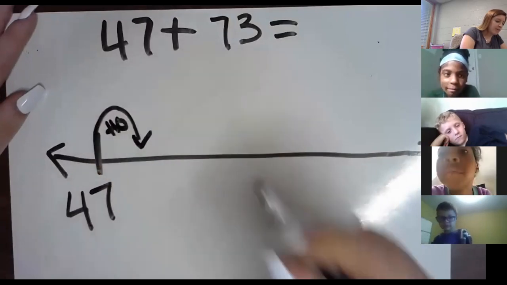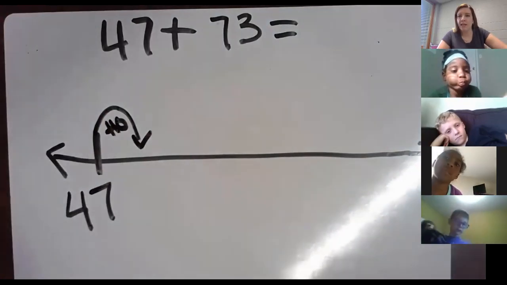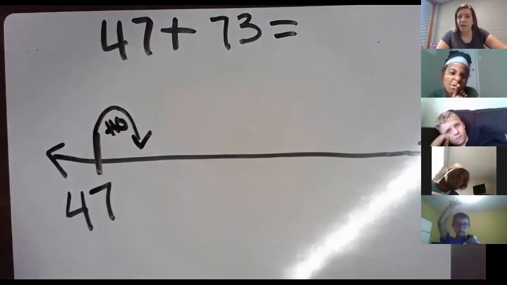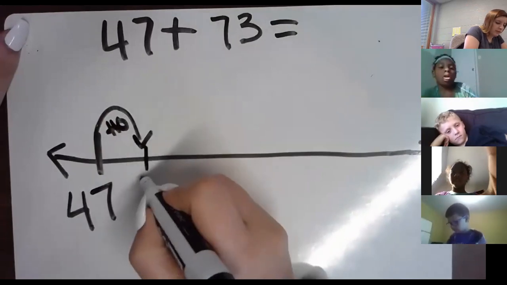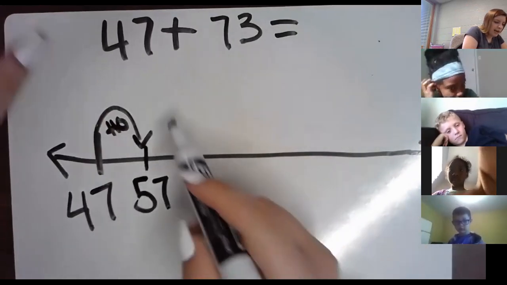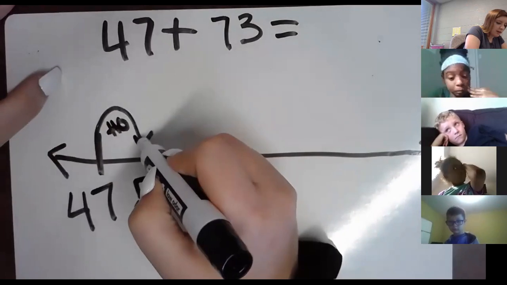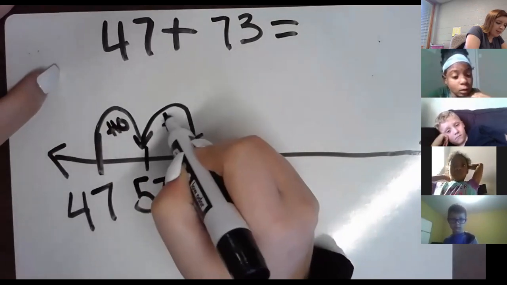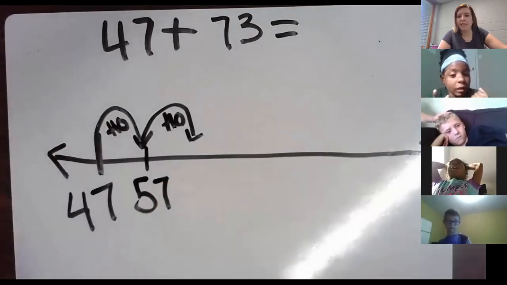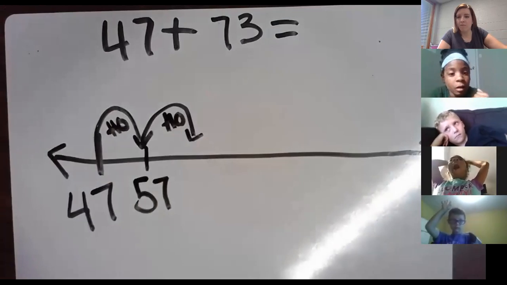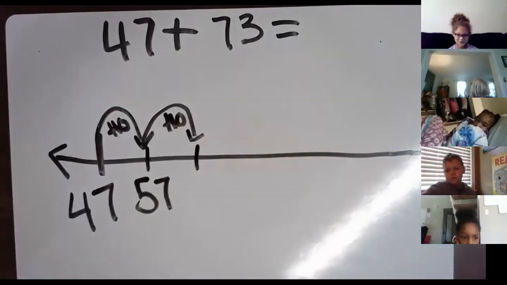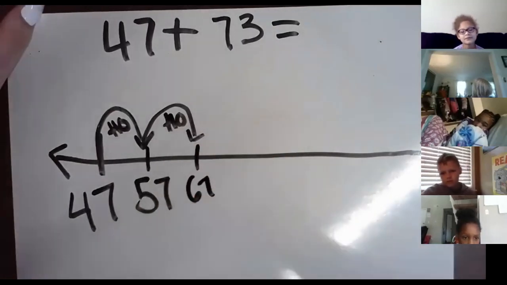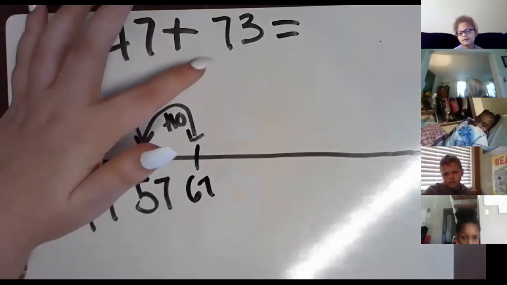So I have 10 here. So what's 47 plus 10? Who can tell me? I might just call on people. Kamaya? 57. All right, and I still have more 10 to go. So I'm going to jump another 10 or add another 10. What's 57 plus 10? Gabe? 67. So I've only added 20 out of my 73.